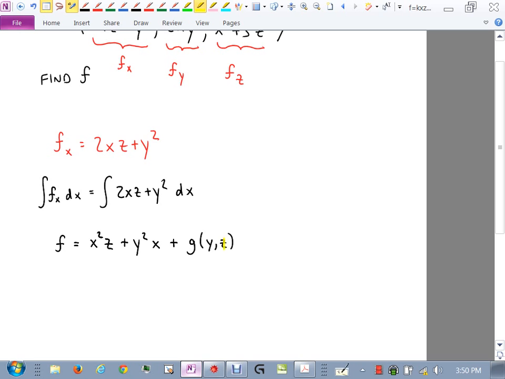See, this is the most important part of this partial integration, is understanding that your constant of integration is no longer a constant. It is actually a function of integration. And the other variables that aren't there are the ones that appear in that function. All right, now what?